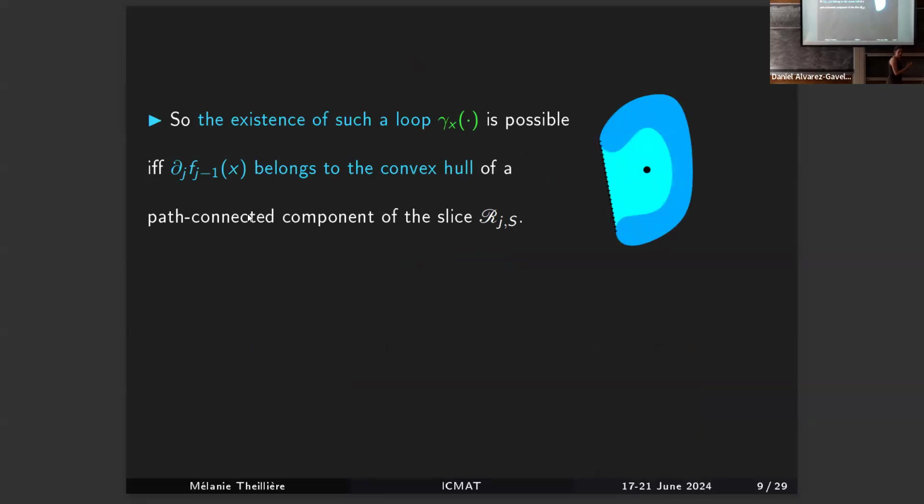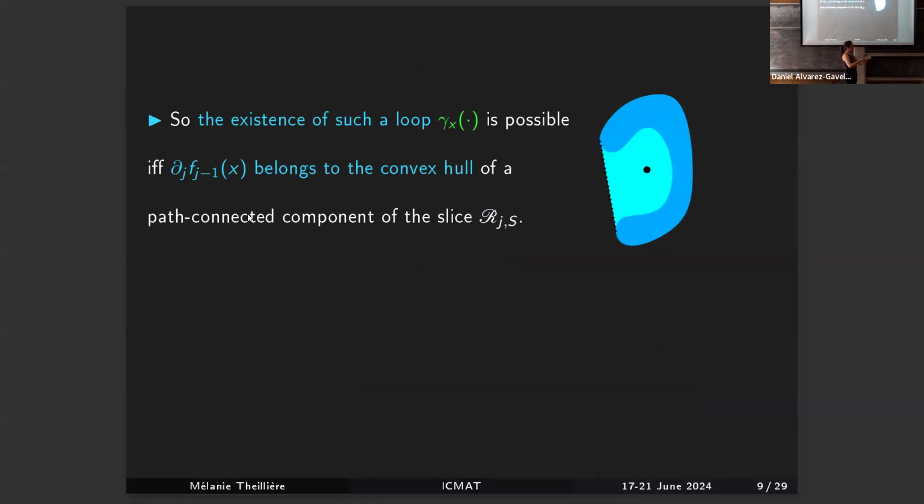So in fact, the existence of such a loop, like we saw yesterday, is possible if and only if the derivative we want to modify belongs to the convex hull of a path connected component of the slice of the relation. Here I also talk about path connected components. It's because I need my loop to be continuous.